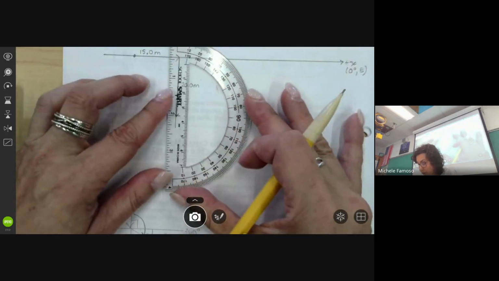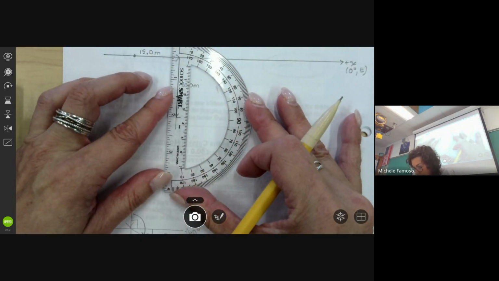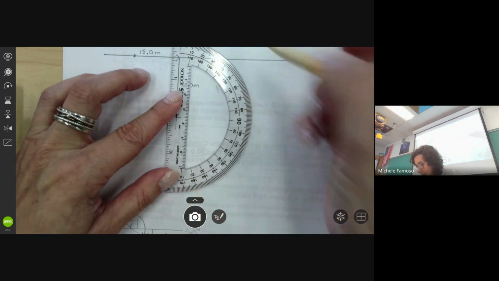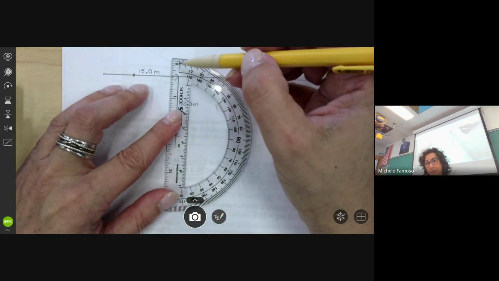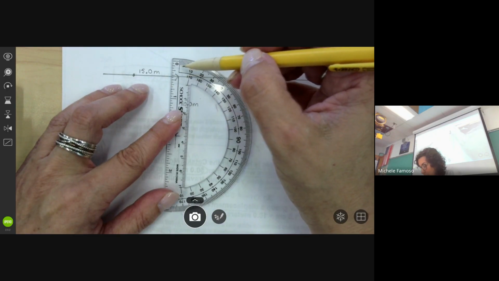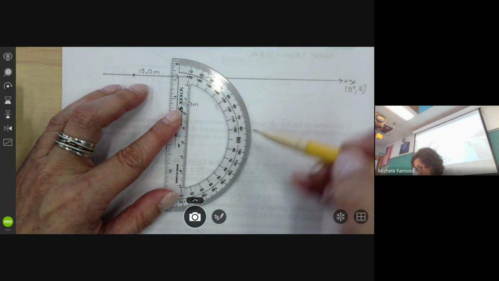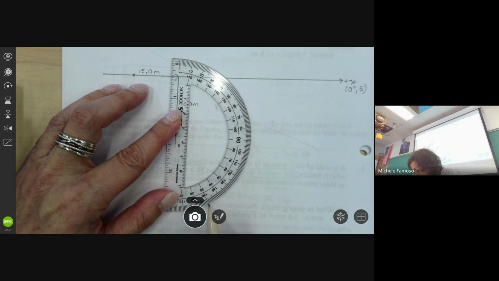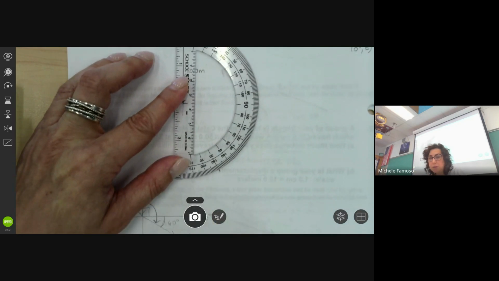150. So turn your protractor like this. We can line that up with the vertical one we did coming down. And we'll start here at the positive y. We need to go 150 this way. Here's 90, 100, 110, 120, 130, 140. 150 would be right here. Make a little dot there at 150.